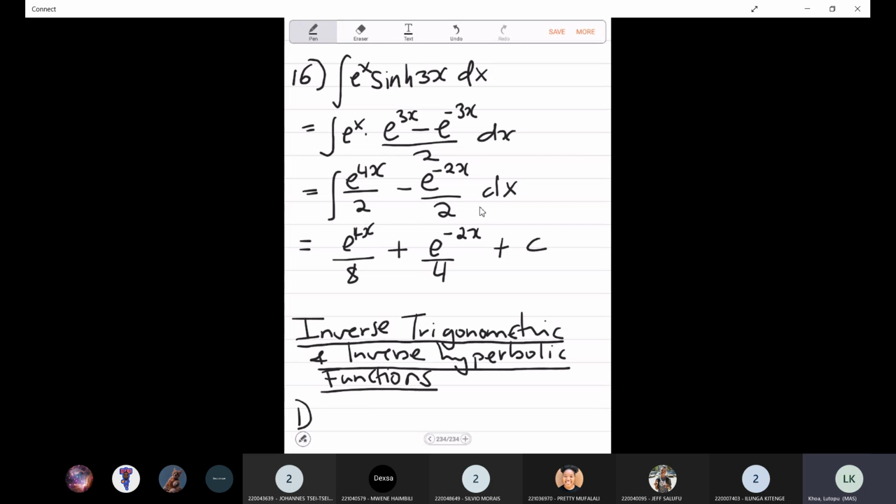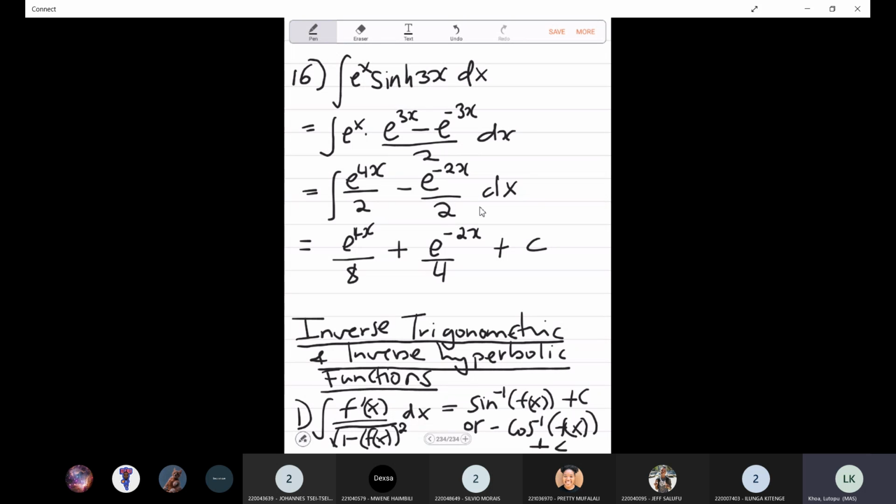So we can start with our table. We have the integral of f prime of x over the square root of 1 minus f of x squared dx. So here, this is just sine inverse of f of x plus c, or they are the same. It's negative cos inverse of f of x plus c.